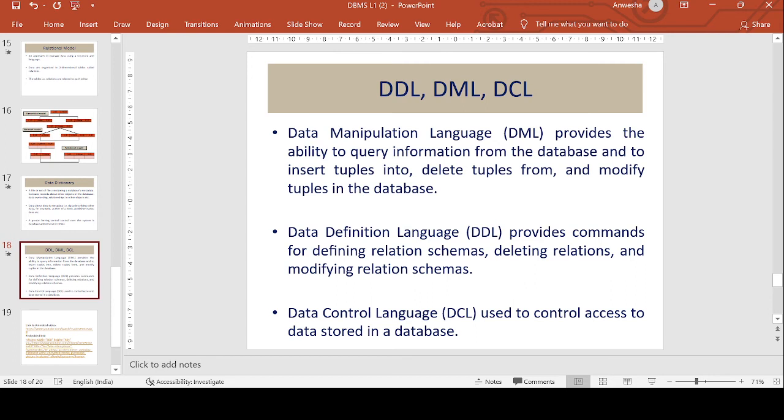Now another 3 important topics: DDL, DML and DCL. Data definition language, DDL, provides commands for defining relation schemas, deleting relations and modifying relation schemas. Data manipulation language, or DML, provides the ability to query information from the database and to insert tuples into, delete tuples from, and modify tuples in the database. Data control language, or DCL, is used to control access to the data stored in a database. For example, the command commit.